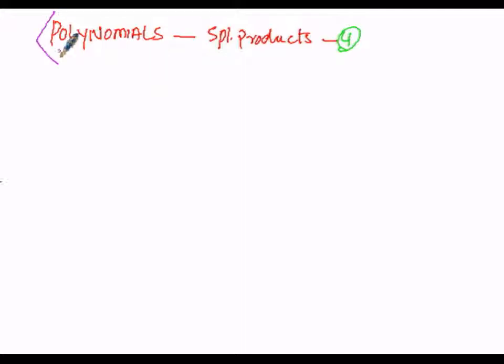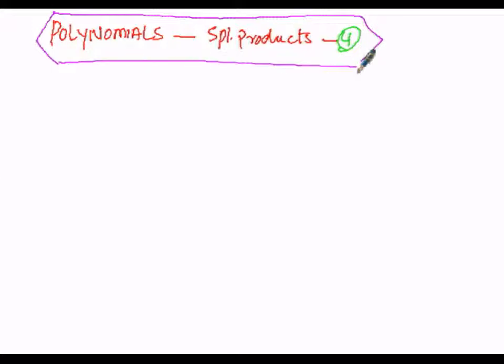So here the group 4 special products are: one is (a plus b plus c) whole square, in its expansion a square plus b square plus c square plus 2ab plus 2bc plus 2ca, and the second one is (a plus b plus c) into (a square plus b square plus c square minus ab minus bc minus ca) equals a cube plus b cube plus c cube minus 3abc. We are going to utilize these two special products while we are performing the multiplication of the polynomials.